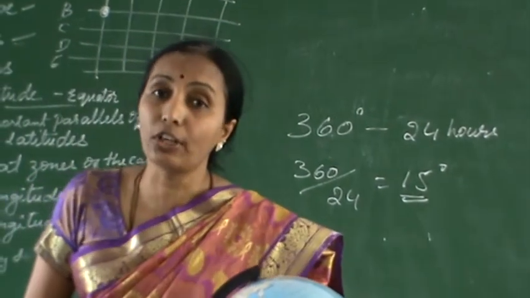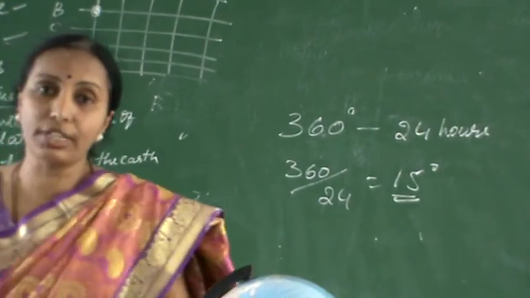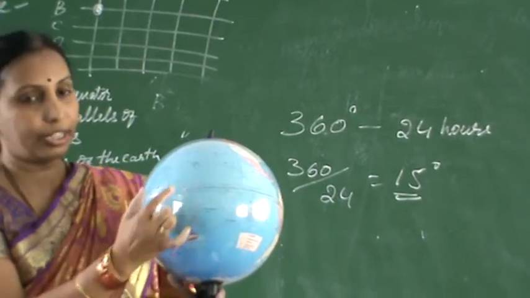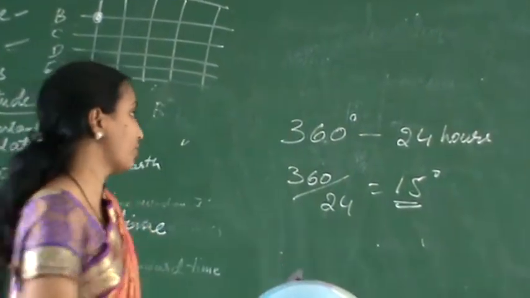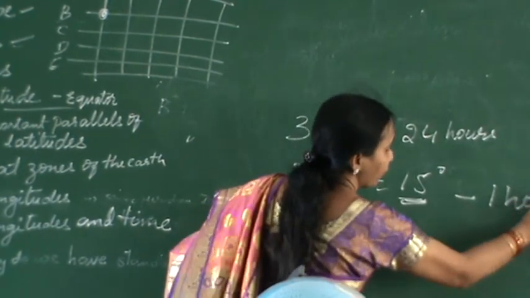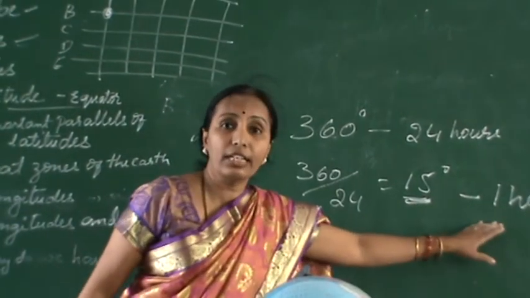As I told you, longitude is measured in degrees, the degrees are divided into minutes, and minutes into seconds. Now, when 15 degrees of longitude is passed, it takes 1 hour to move. 15 degrees takes 1 hour.